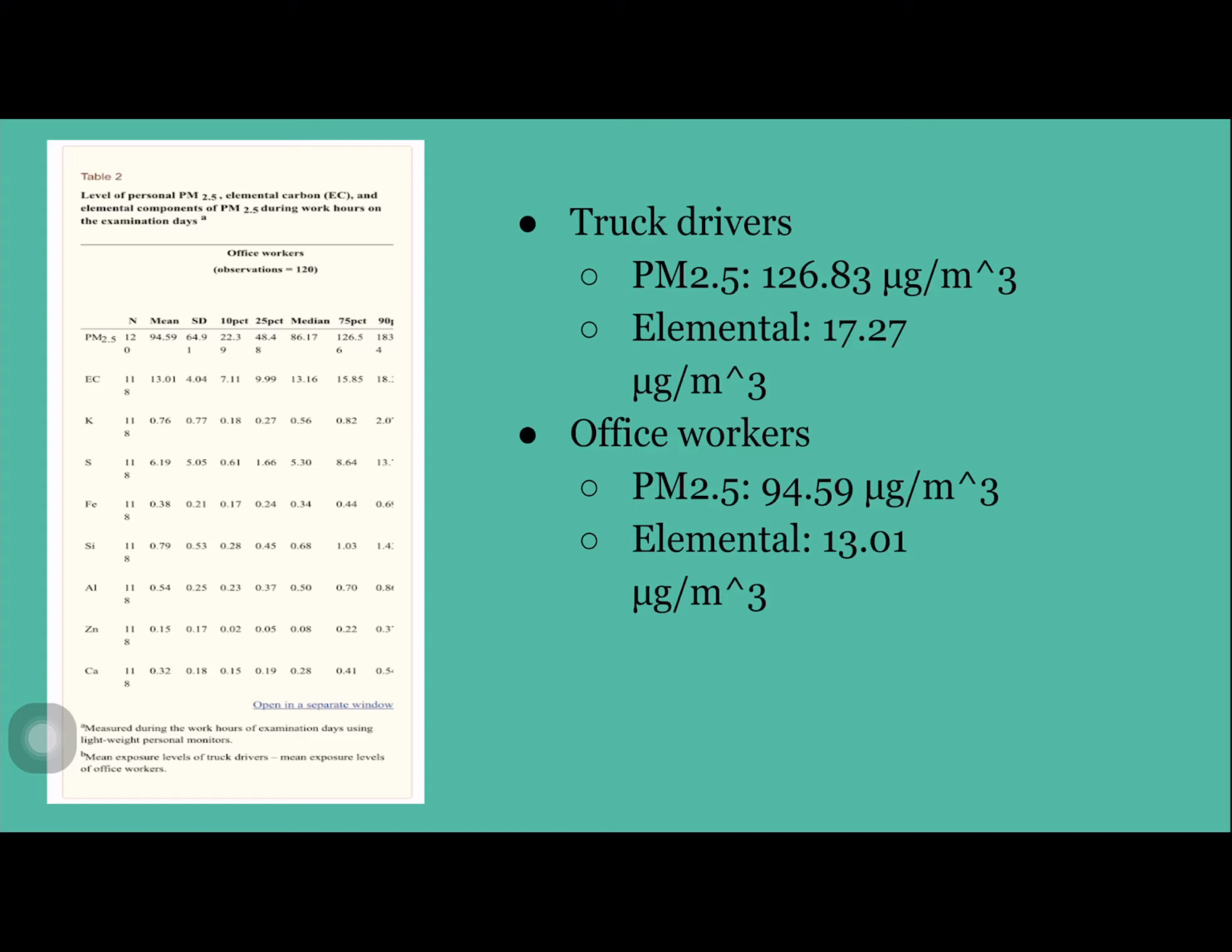Truck drivers were exposed to an average PM 2.5 of 126.83 micrograms per cubic meter, and office workers were exposed to 94.59. As for the elemental component, or the concentration of toxic elemental compounds, truck drivers suffered from 17.27, and the office workers were only exposed to 13.01. In conclusion, this tells us that the truck drivers are obviously more exposed to the polluted air.